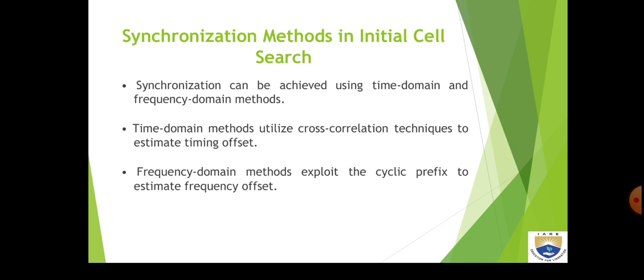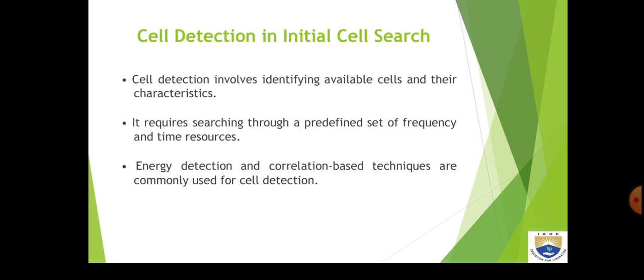Synchronization methods in initial cell search. Synchronization can be achieved using time domain and frequency domain methods. Time domain methods utilize cross-correlation techniques to estimate timing offset. Frequency domain methods exploit the cyclic prefix to estimate frequency offset.